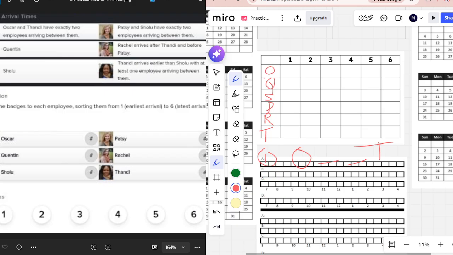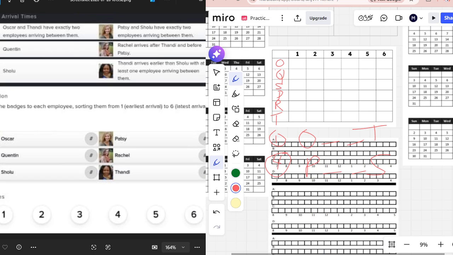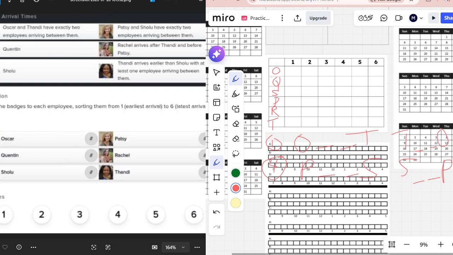Next, we have up to number 4 before something else is said. So it says Patty and Sholu have 2 people between them. Okay, but they didn't tell us the arrangement. So it can either be Sholu dash dash Patty, or it can be Tandy dash dash Oscar. We don't know.